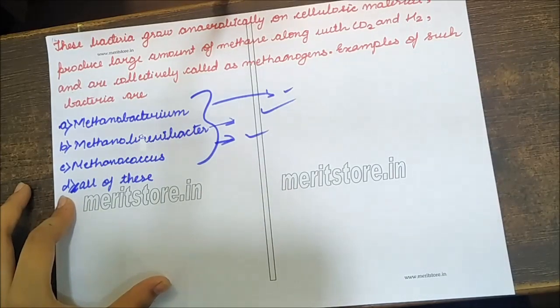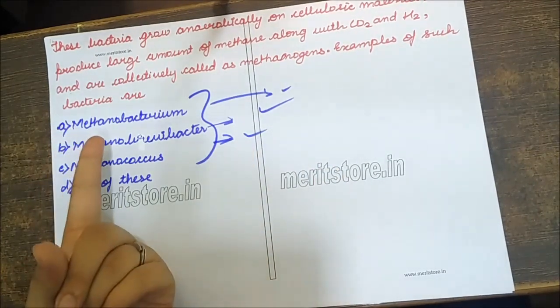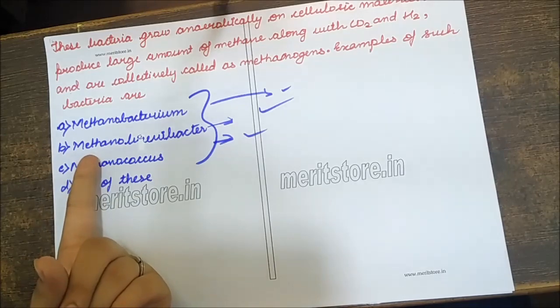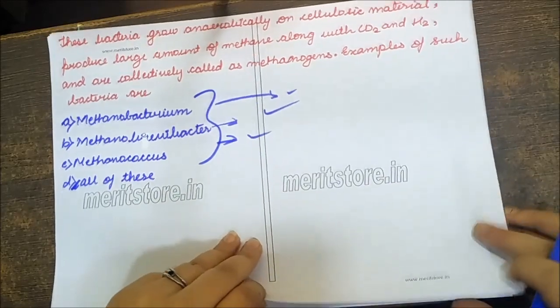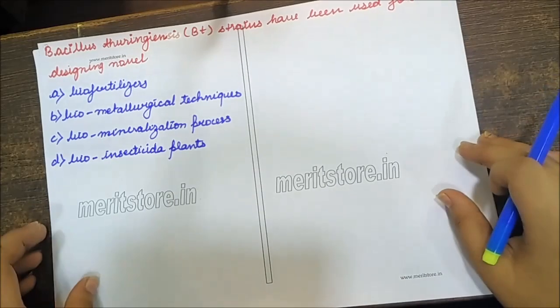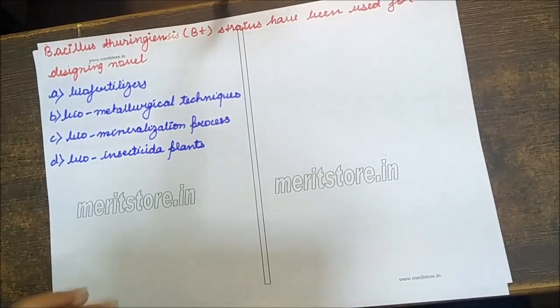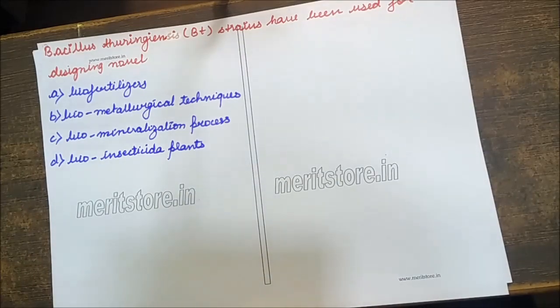Methanogens are microorganisms that produce methane as a metabolic byproduct in anoxic conditions. They include Methanobacterium, Methanobrevibacter, and Methanococcus. Let's move on to the next question. Bacillus thuringiensis or BT strains have been used for designing novel, and the options are as follows. You may read the question.